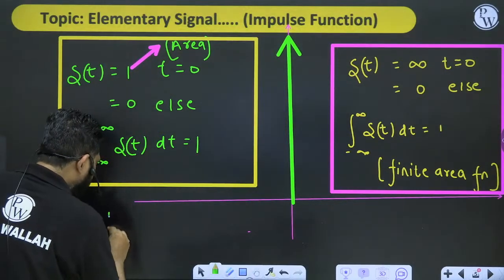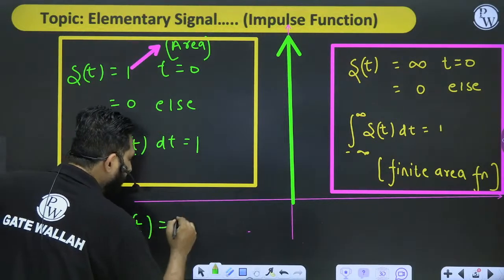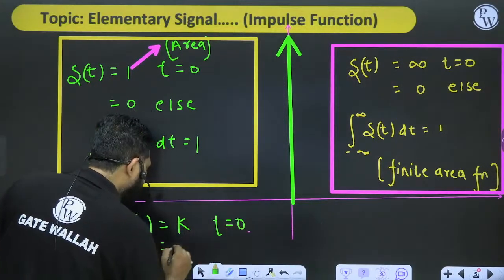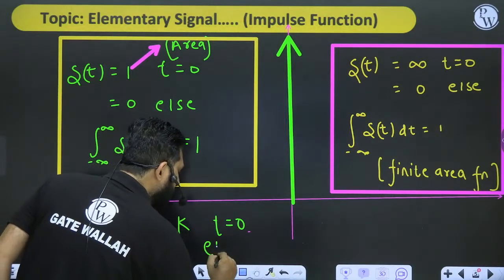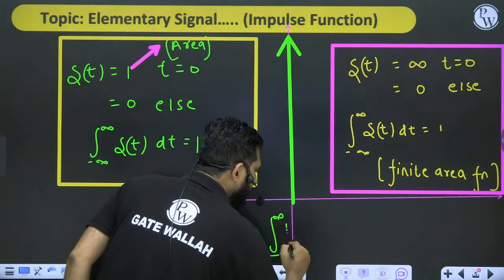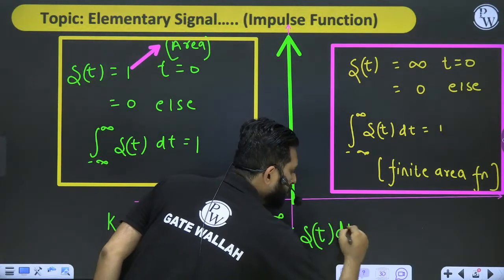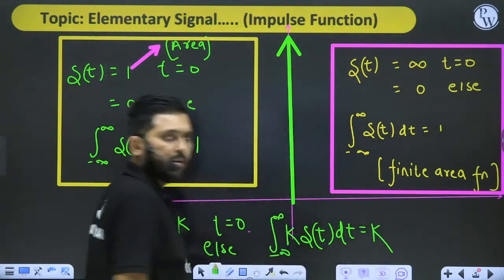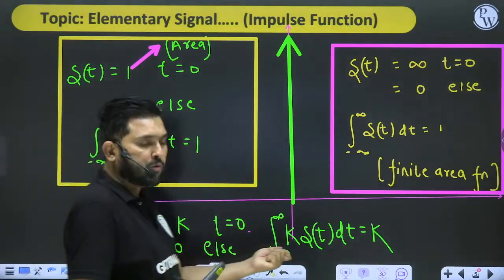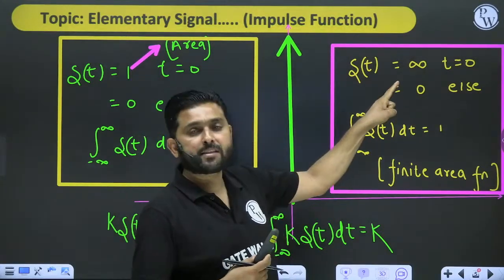If I have k delta t, on the other hand, then k delta t is denoted by k at t equal to 0 and is 0 elsewhere. But what is important is that the integral from minus infinity to infinity of k delta t dt is equal to k. That's the very important point. So this is a function which has a non-unit area. If it is a unit area, it's a unit impulse function.